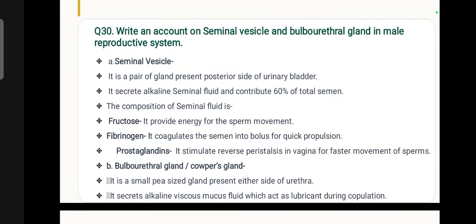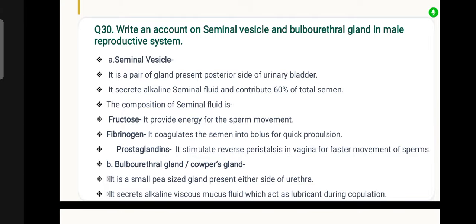Write an account on seminal vesicle and bulbourethral gland in the male reproductive system.